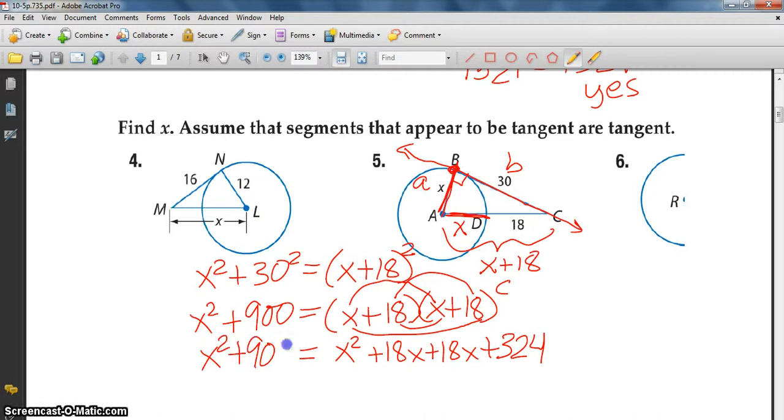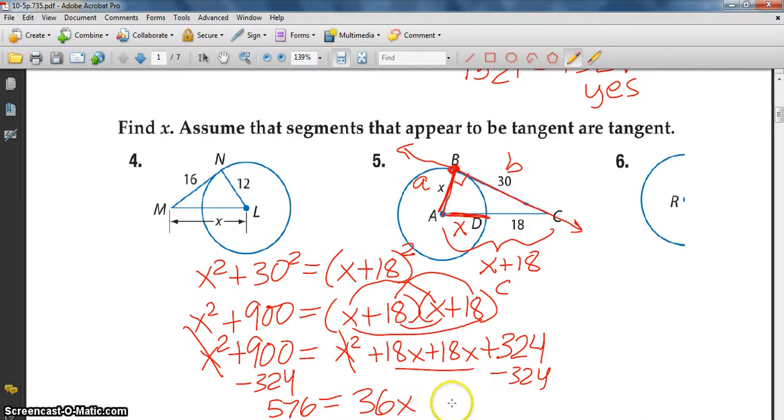So from here, we're just going to do some simplifying. We have x squared on both sides, so let's cross that out. Let's combine our like terms here. And let's subtract 324 from both sides. So we get 576 is equal to 36x. Divide both sides by 36, and x is equal to 16.